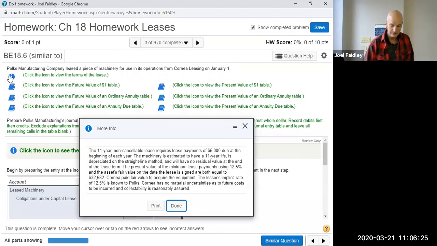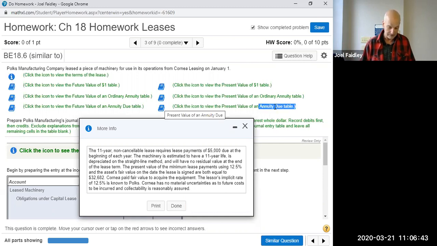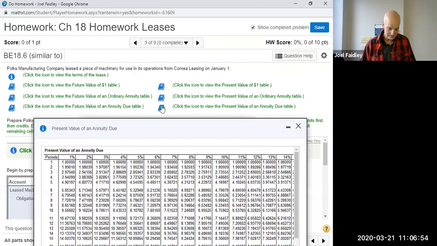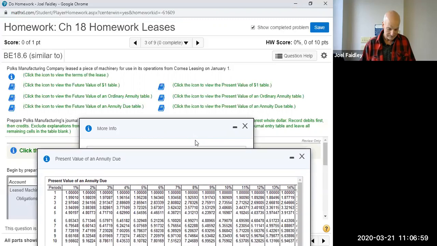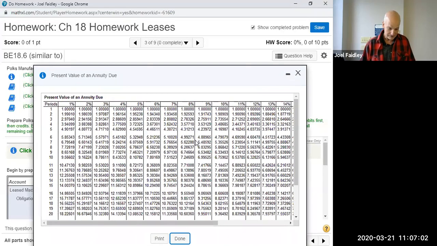So if you wanted to calculate this yourself, let's just look at that. I actually brought my calculator today. Ordinary annuity, nope, we want to look at annuity due. Remember me saying that? Annuity due table. So what is 11 years if I get these rates right? The problem I'm going to run into, they don't have a 12.5% rate here, do they? Nope. 11 year.